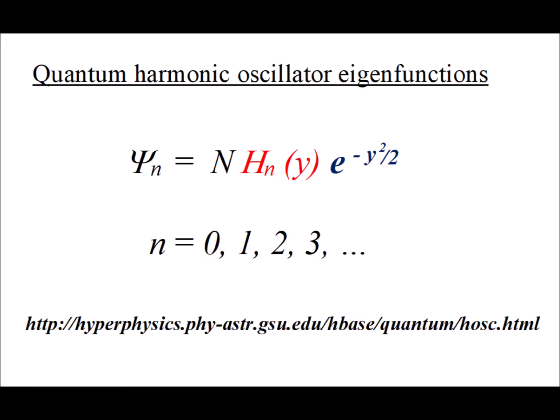Hello. In this video, we are going to show how to display the quantum harmonic oscillator eigenfunctions in the program Microsoft Excel. The eigenfunctions have the general form of the psi sub n. The capital N is the normalization constant. These h sub n's of y are the Hermite polynomials, and then these are all multiplied by a Gaussian function, e to the minus y squared over 2. The allowed values of n start at 0 and then work their way up through the integers.